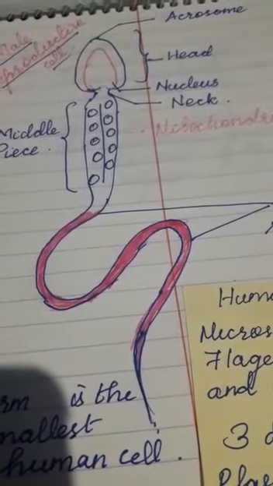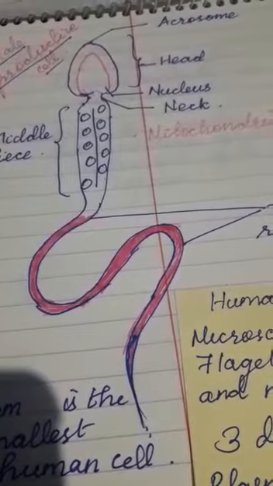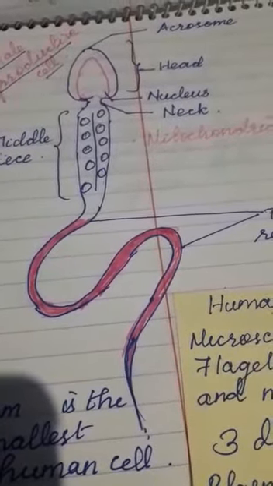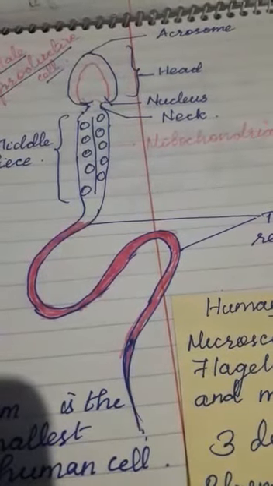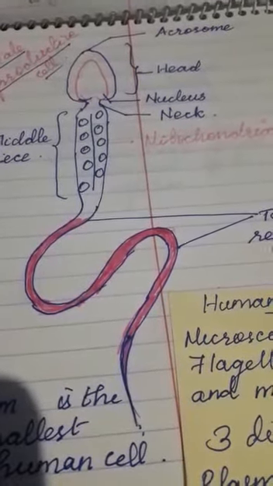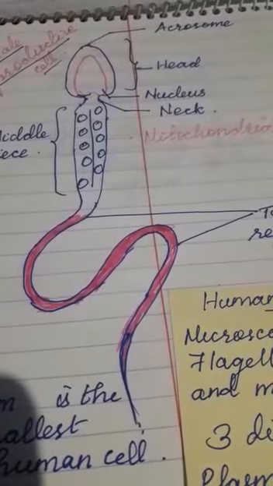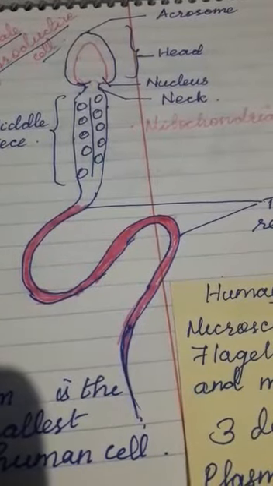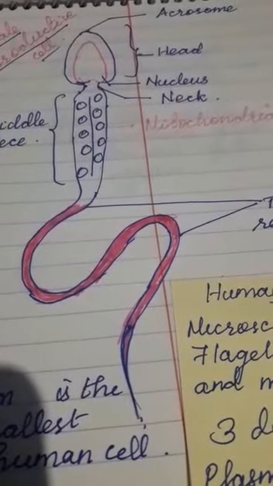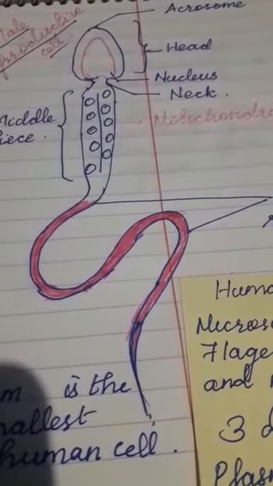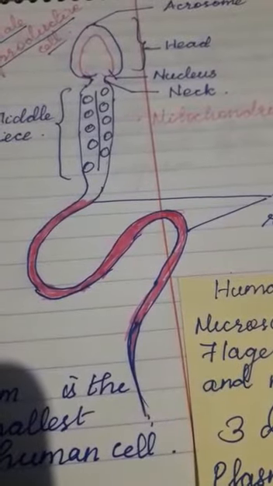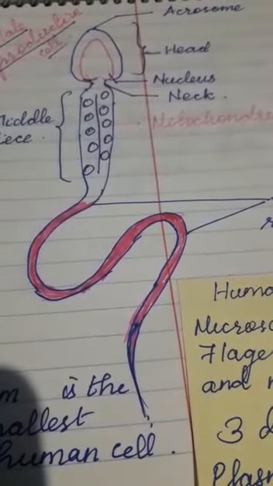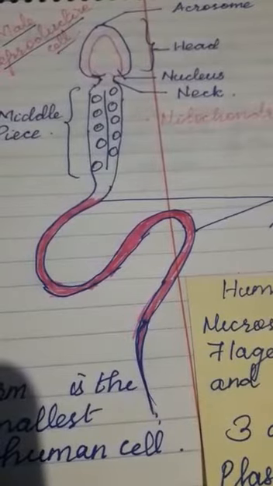The head region consists of two parts, the acrosome and the nucleus. The tip of the head consists of the acrosome. That tip of the head contains one enzyme, called hyaluronidase enzyme. This enzyme is otherwise called a proteolytic enzyme. It is a sperm lysine. The main function of this enzyme is to penetrate the ovum during fertilization. Next, the nucleus is flat and oval.